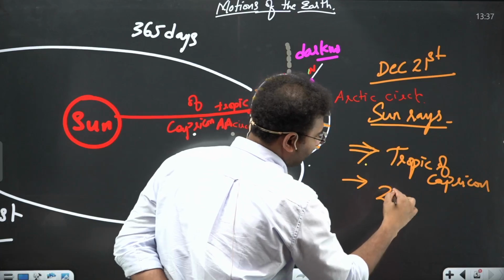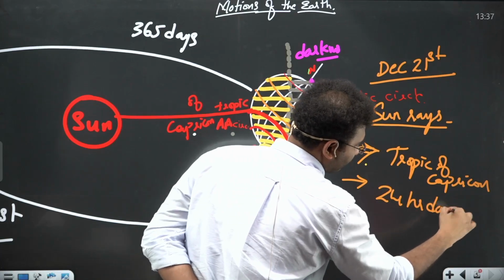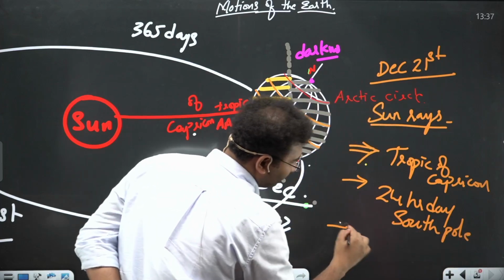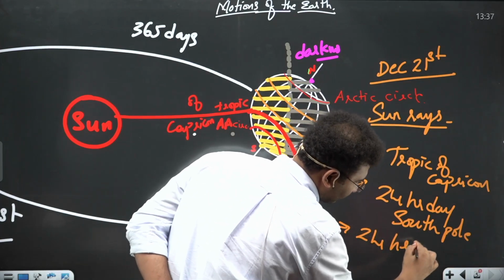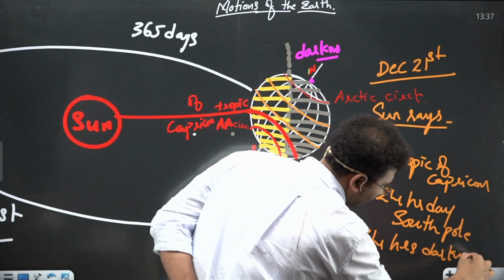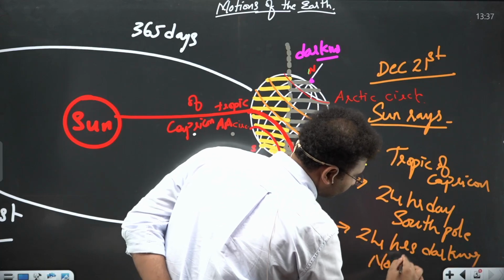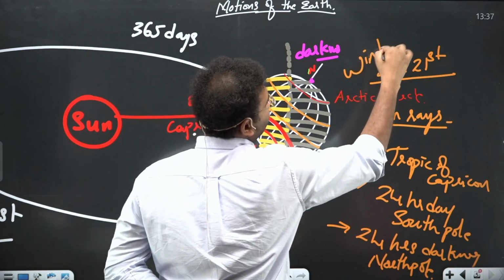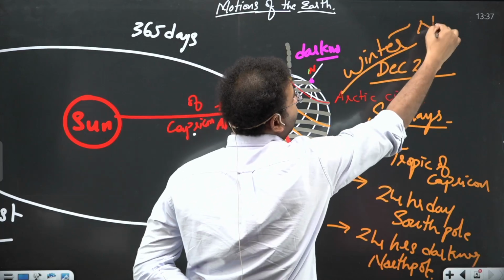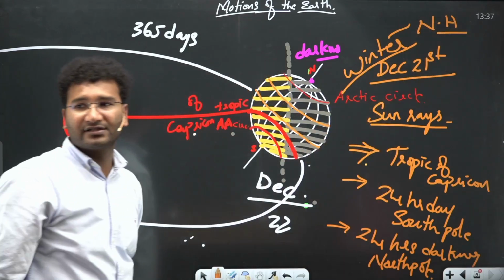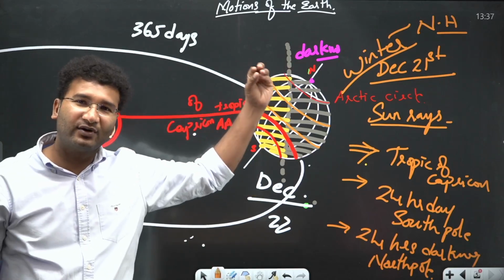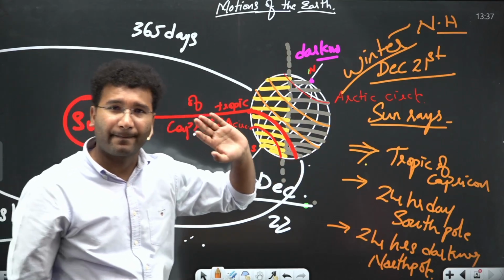Next, 24 hours of day you can see at South Pole. 24 hours of darkness is at North Pole. And it is winter in the Northern Hemisphere, right? It is winter in the Northern Hemisphere. Now these are the basic facts, and this is what will be asked by UPSC.